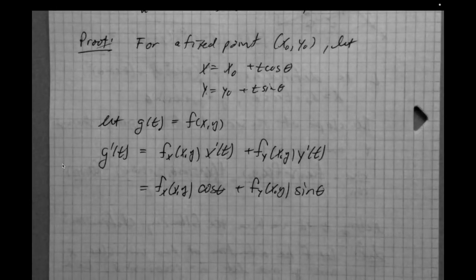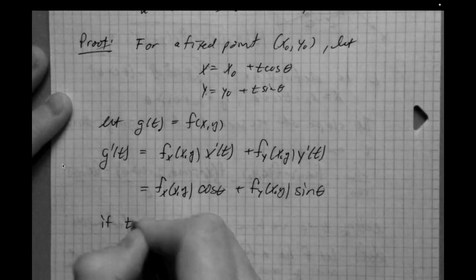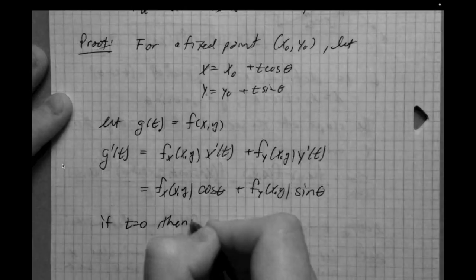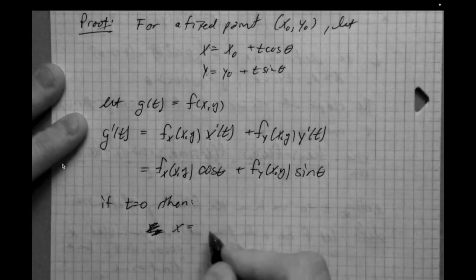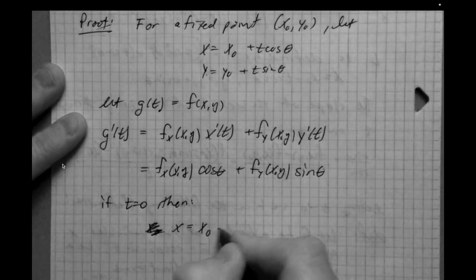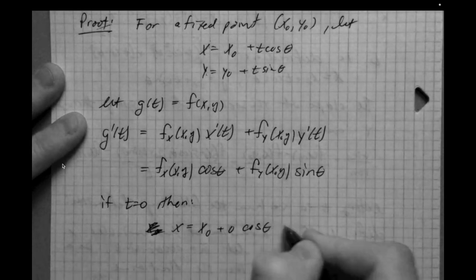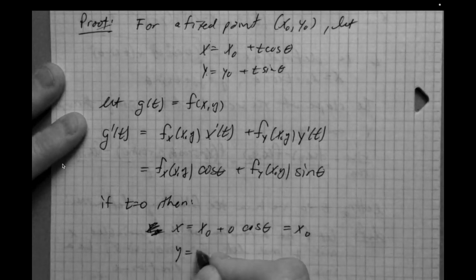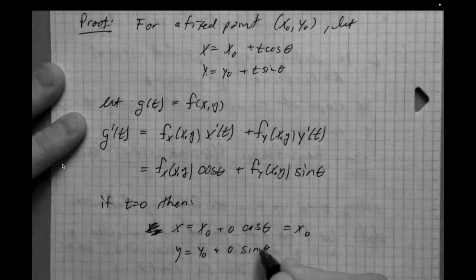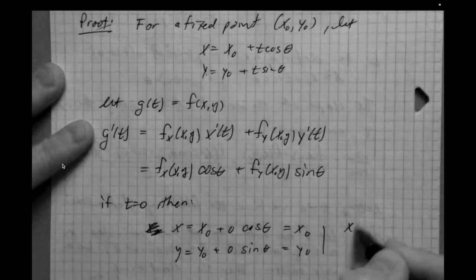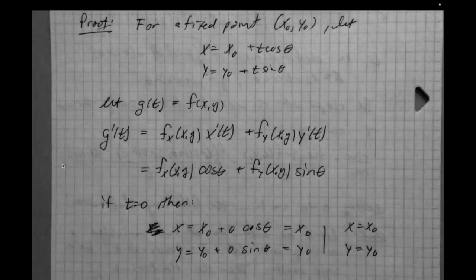Okay, now our definition involved the limit as t goes to 0. So what happens to these expressions when t is equal to 0? If t is equal to 0, what do we get? Well, x, which is x naught plus t cos theta, would be x naught plus 0 cos theta, so it's just x naught. And y was y naught plus 0 sine theta, and so it's just y naught. So x equals x naught, y equals y naught when t is equal to 0.